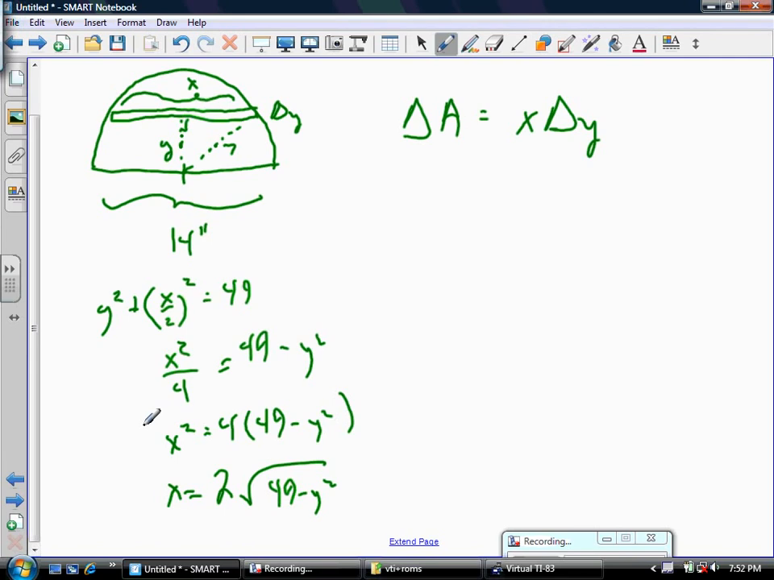All right, so let's use that. That's x in terms of y. Before we used similar triangles, this time we use Pythagoras, right? So delta A in terms of just y, which is better because I don't know how to integrate x with respect to y. I can't do that. Is x, which is 2 root 49 minus y squared delta y. This is all in terms of y. So can I integrate now? A equals what integral?